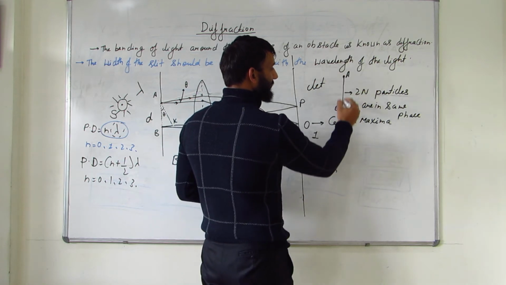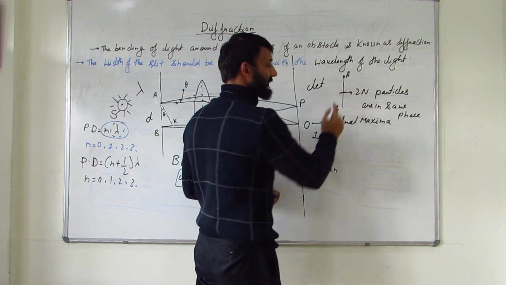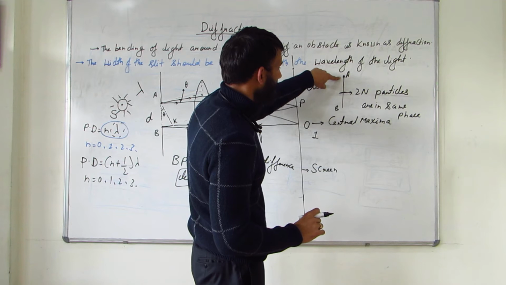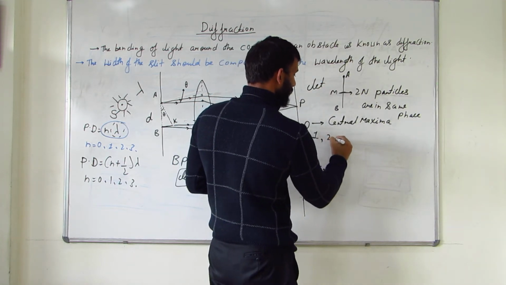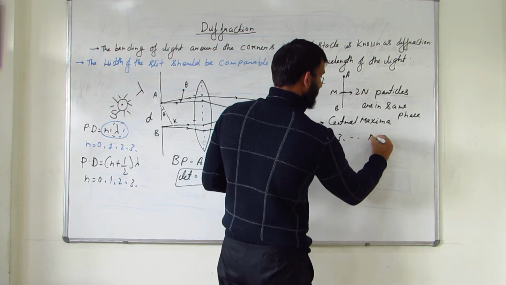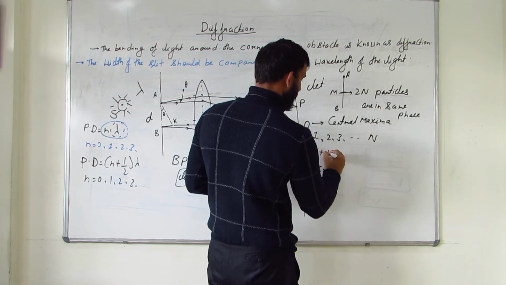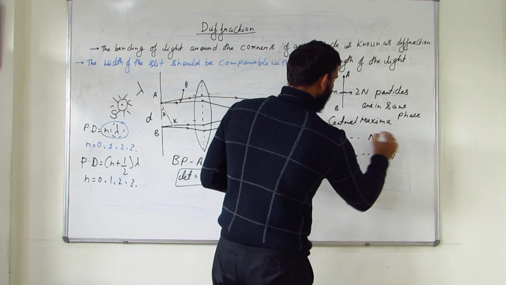Let me divide this AB into two parts. I have divided it into two equal parts. So this A2M, let us say, has particles 1, 2, 3 up to n, and the other one, M2B, will have n plus 1, n plus 2 up to 2n.